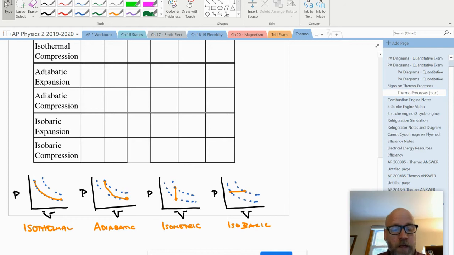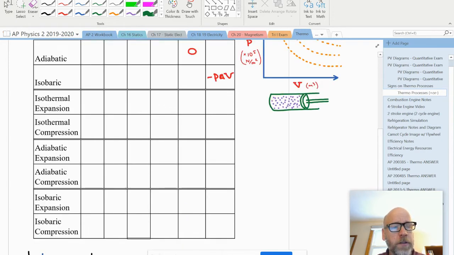Isometric, the volume doesn't change, so it's going to be a vertical line. Can you find the area under that vertical line? What would it be? That's right, 0. And isobaric would be a horizontal line. Okay, good. Thanks.